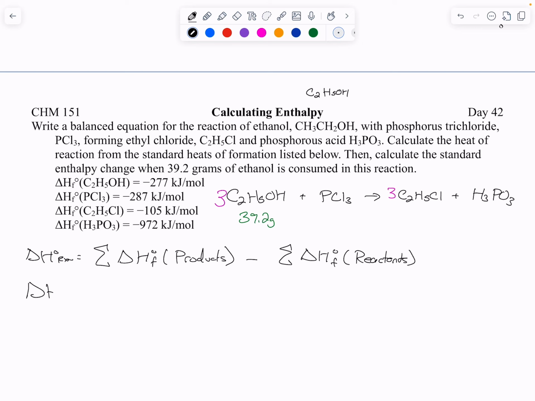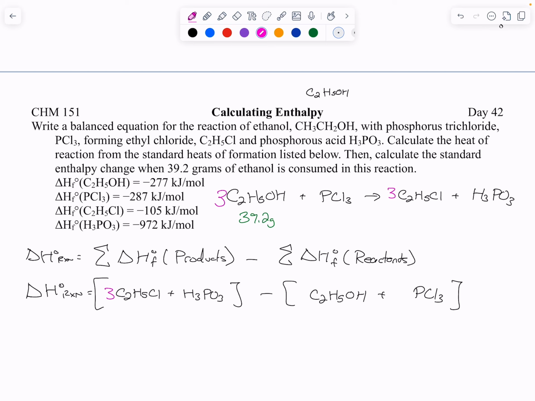So delta, that's a horrible triangle. Delta H standard of the reaction. Products: C2H5Cl and H3PO3. And there happen to be 3 of the ethyl chlorides, minus the reactants, C2H5OH and PCl3. There happen to be 3 ethanols.